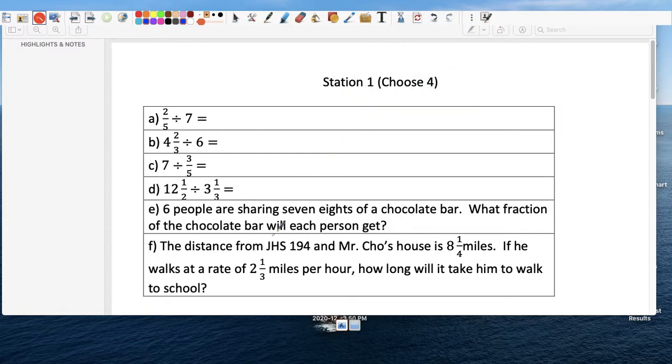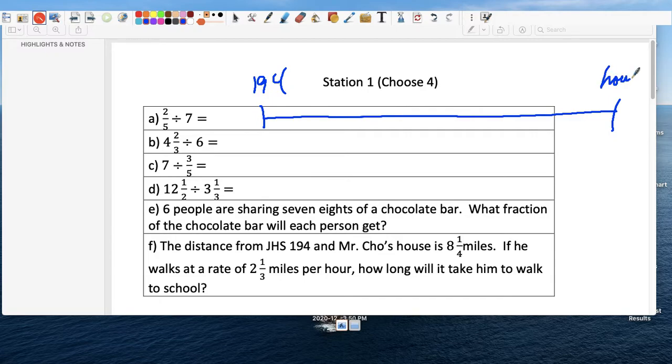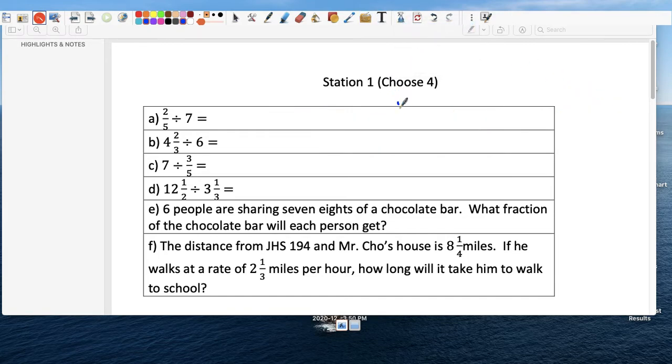Remember, you're only supposed to choose 4. The distance from junior high school to Mr. Cho's house is 8 1/4 miles. It's pretty far. If he walks at 2 1/3 miles per hour, this is the school, and this is my house. So the total distance is 8 1/4 miles. In 1 hour, I walk 2 1/3. Another hour, 2 1/3. One more hour, 2 1/3 miles. Another hour, 2 1/3 miles. So how many hours does it take for me to walk from school to my house? This is a division problem.